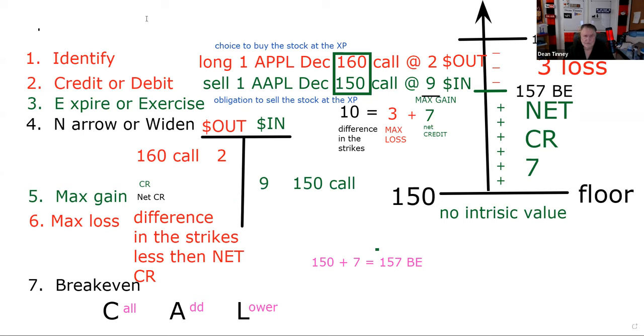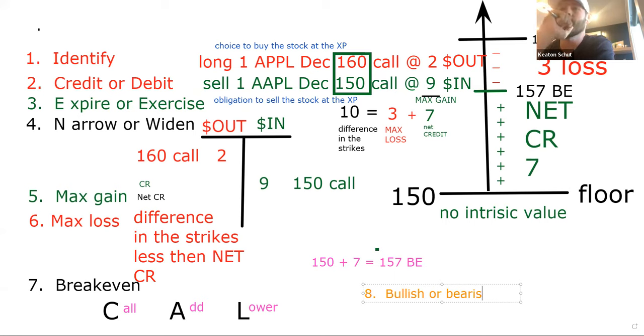The last thing we have to be able to do is determine bullish or bearish. How are we going to determine whether this is a bullish spread and we want Apple above 157, or is it a bearish spread? Let's make this number 8. This is our last thing on the spread. We've got all these things, whatever they want to know. We've got the answer.